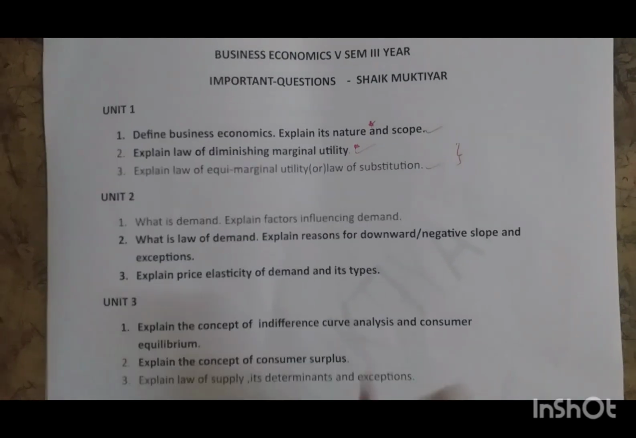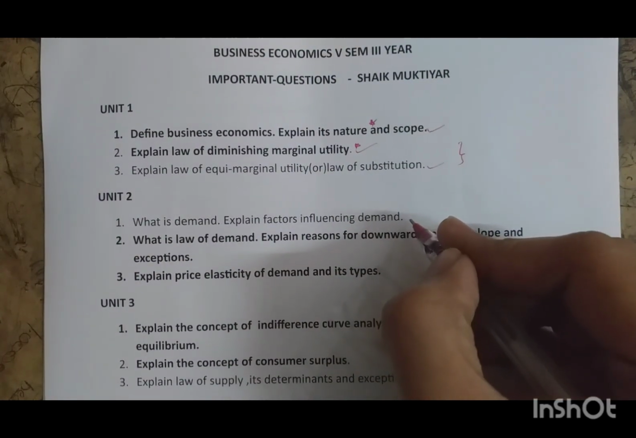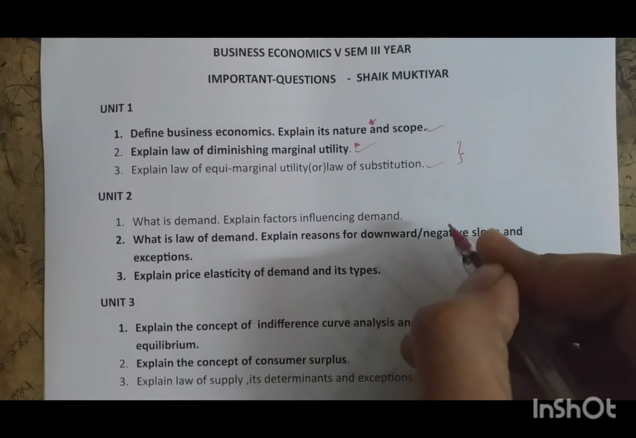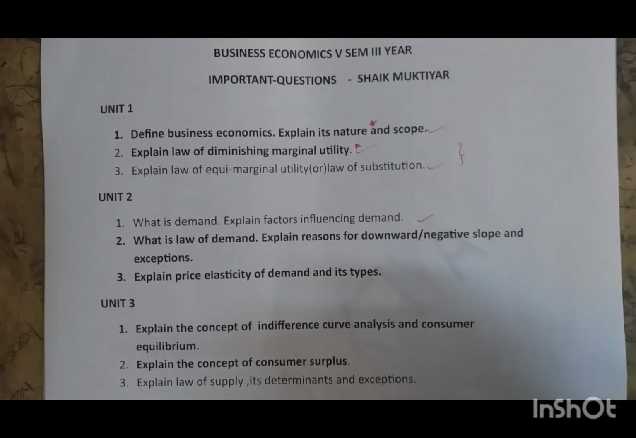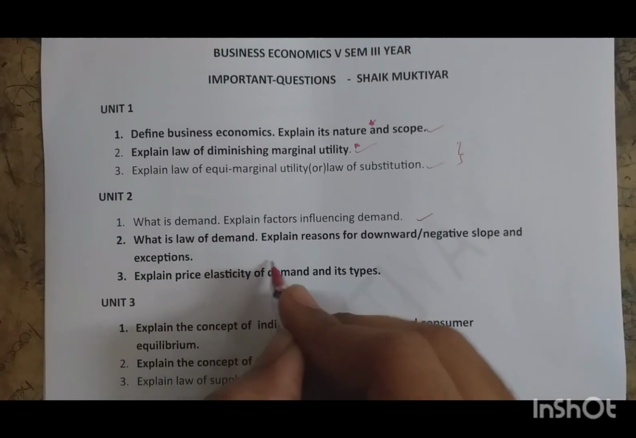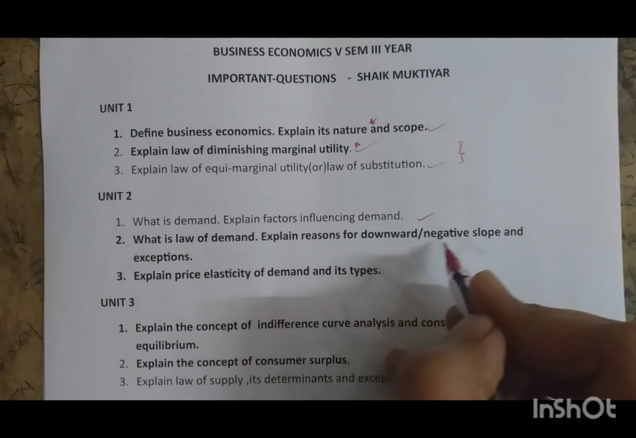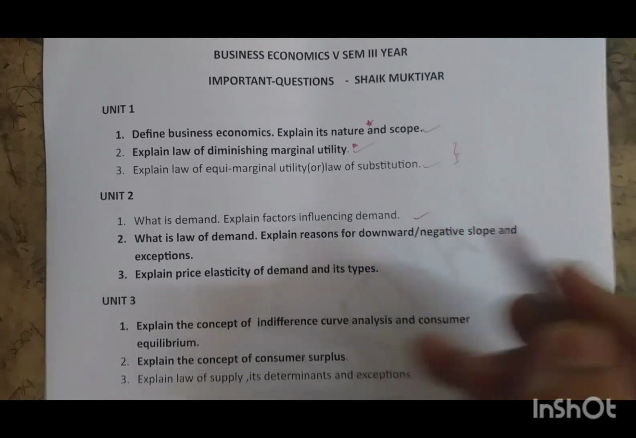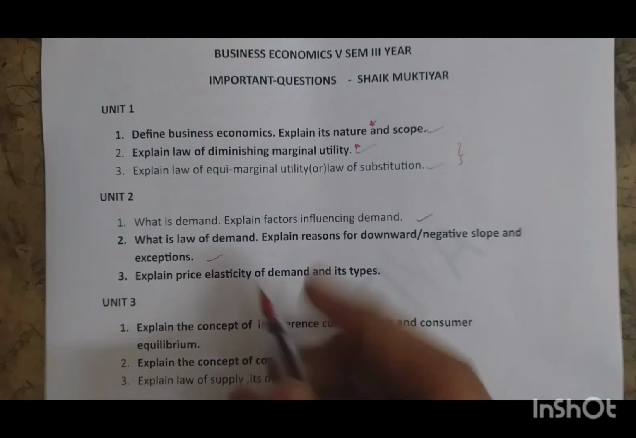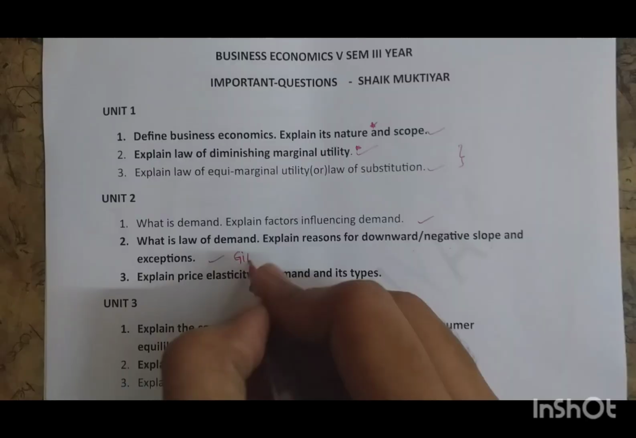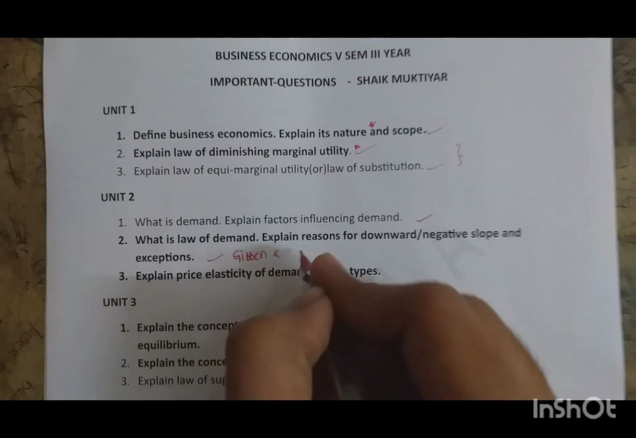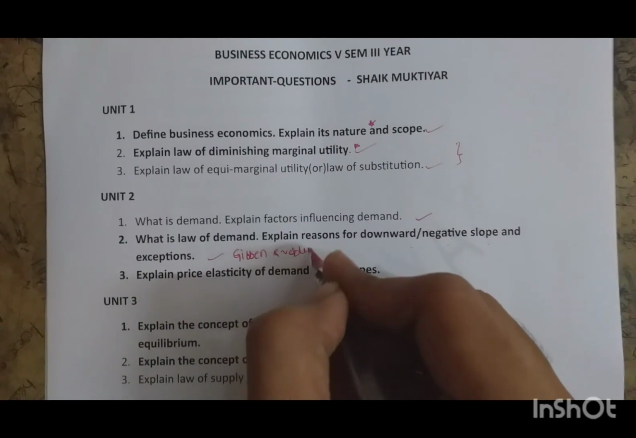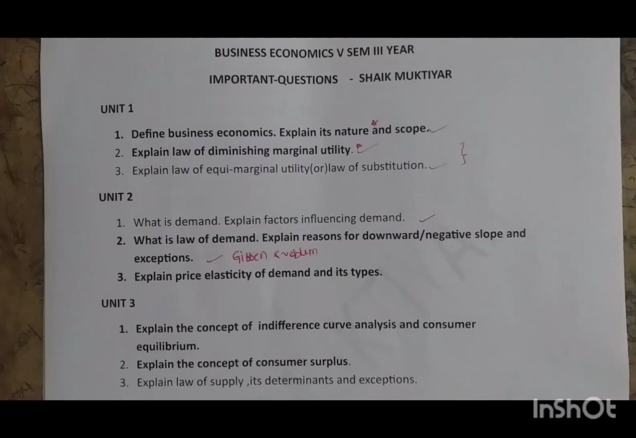Next we will discuss the second unit. Here the important questions are: what is demand, explain the factors influencing the demand. Second question is: what is law of demand, explain the reasons for downward or negative slope of demand curve and exceptions to the law of demand. Here you have to explain about the Giffen paradox and Veblen goods. These are exceptions to the law of demand.